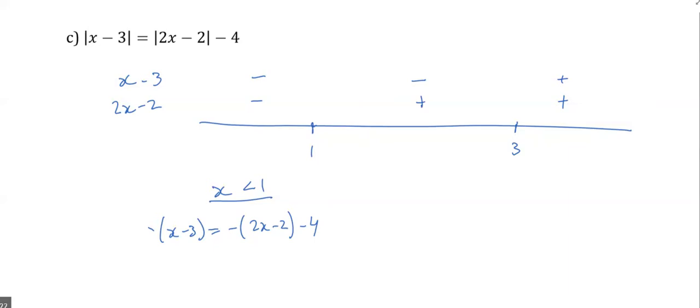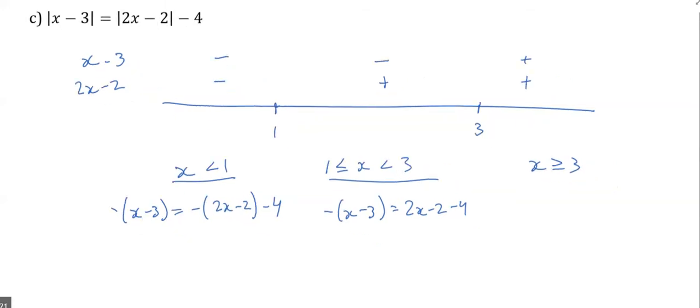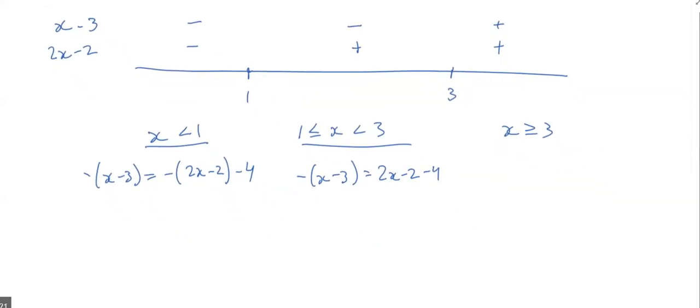And in this case, when I'm looking up here, which one's negative, which one's positive? So the x minus 3 is negative. But the 2x minus 2 is positive, so I leave it alone. Any questions?